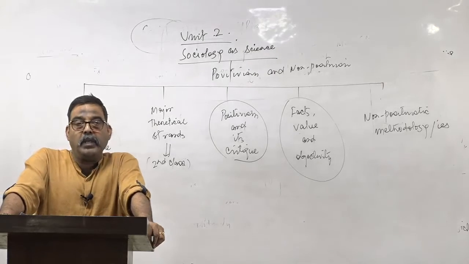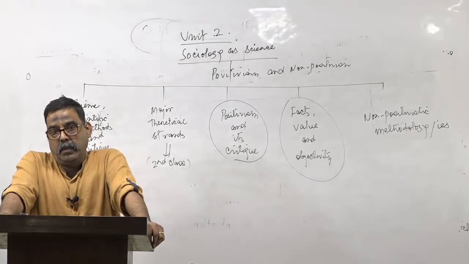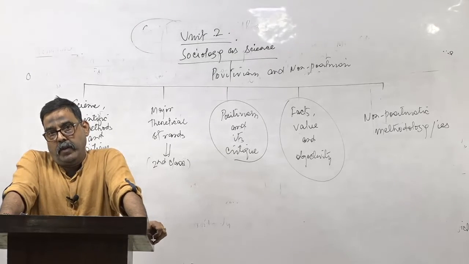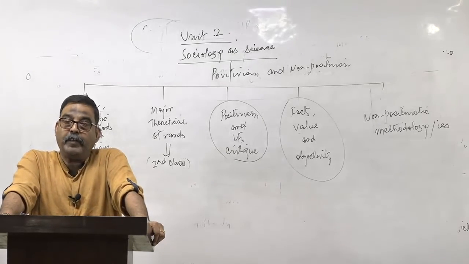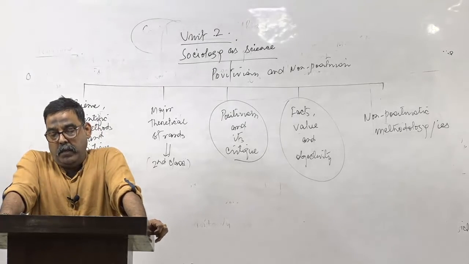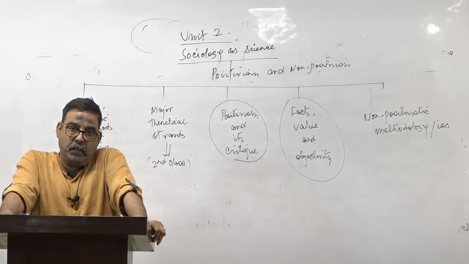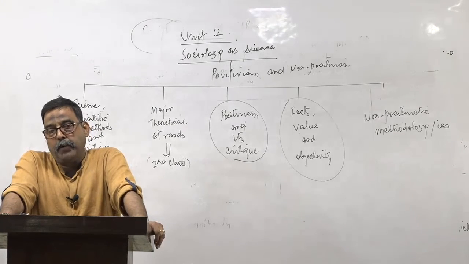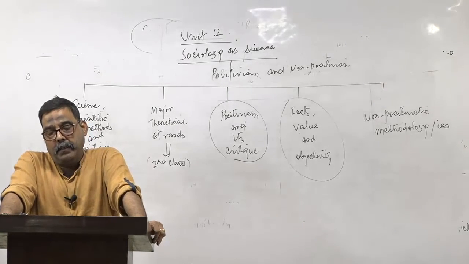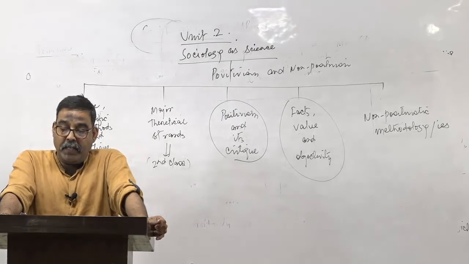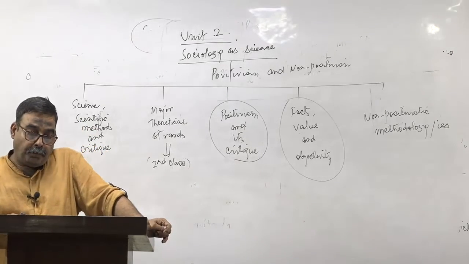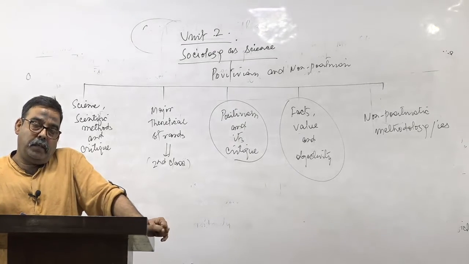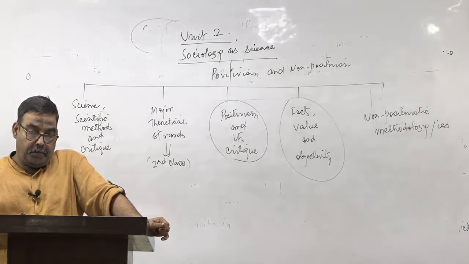If we are talking about the symbolic interactionists, G.H. Mead, Herbert Blumer, or if you're talking about the phenomenologists, Alfred Schutz, Edmund Husserl, if you're talking about ethnomethodology, Garfinkel, if you're talking about the dramaturgical approach by Goffman, they will also be initiating the non-positivist stand in sociology.